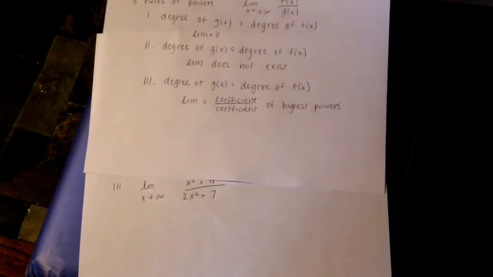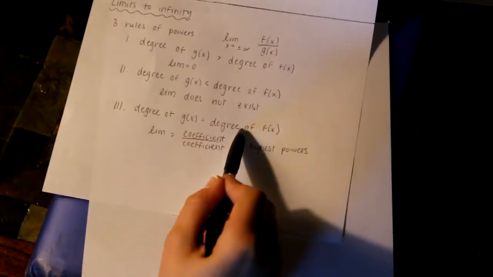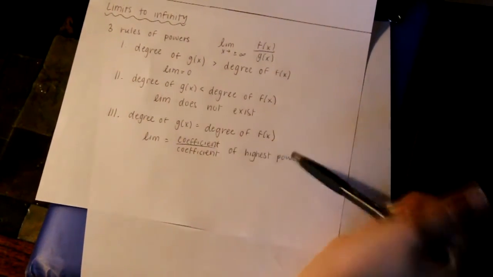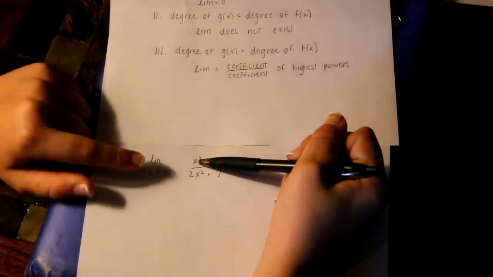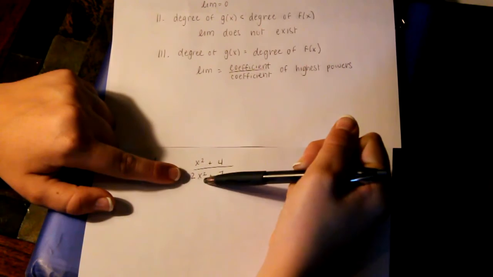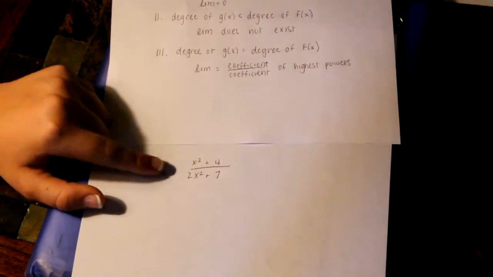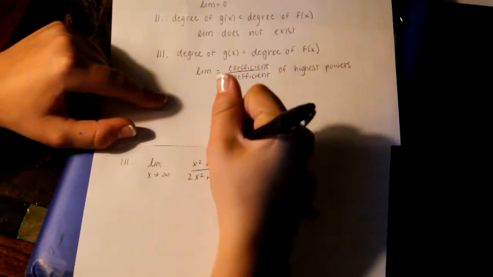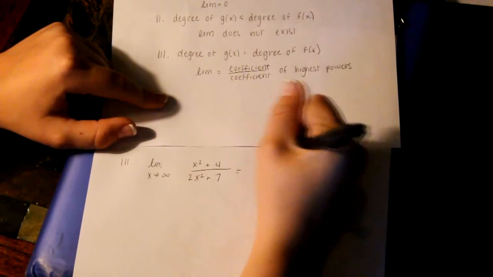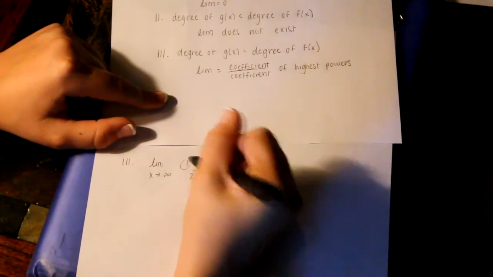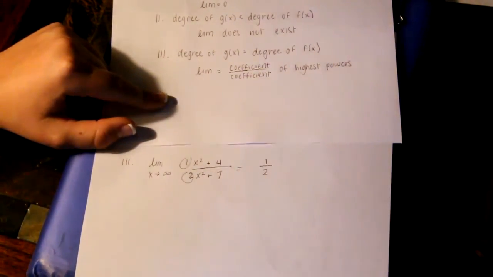And then the last rule is that if the degrees both equal each other, the limit equals the ratio of the two coefficients of the highest powers. So for this one, as the top approaches a greater number and the bottom approaches a greater number, they're both very similar. So it would equal the coefficients over the coefficients of the largest powers, which is both x squared. So we'd have a 1/2, because this would be a 1 in front, and this is a 2 right here. So the limit would equal 1/2.